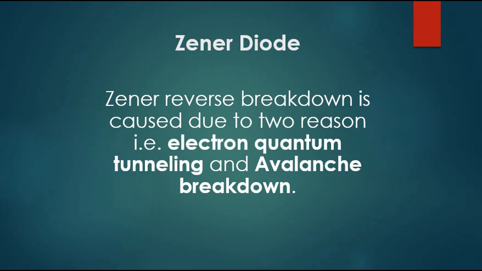These two things will be discussed in the coming videos as well, because I will also discuss electron quantum tunneling, avalanche breakdown voltage and breakdown diodes. You will see how they function. But these are the two major factors that cause Zener reverse breakdown: electron quantum tunneling and avalanche breakdown.